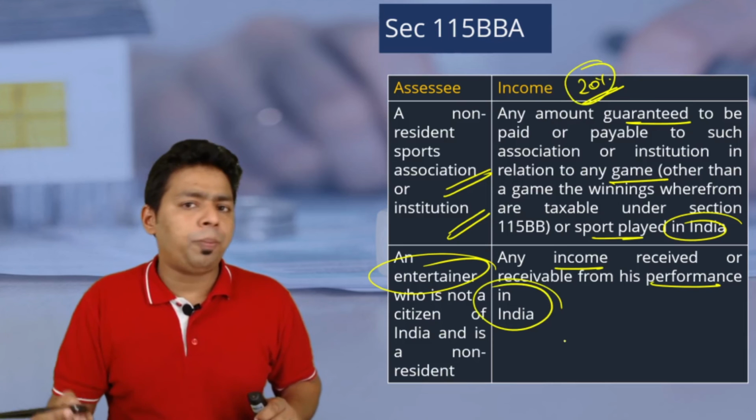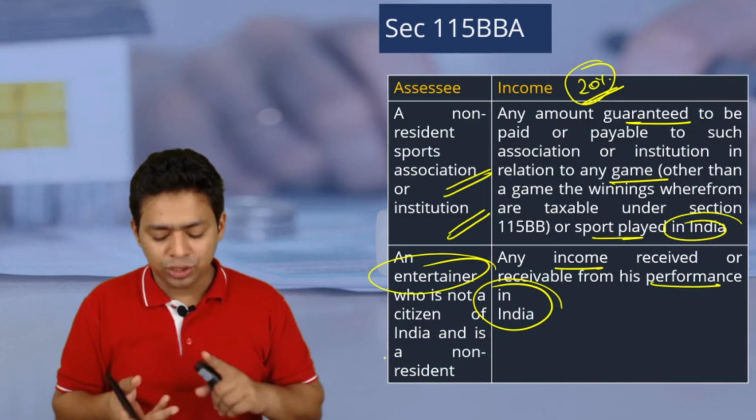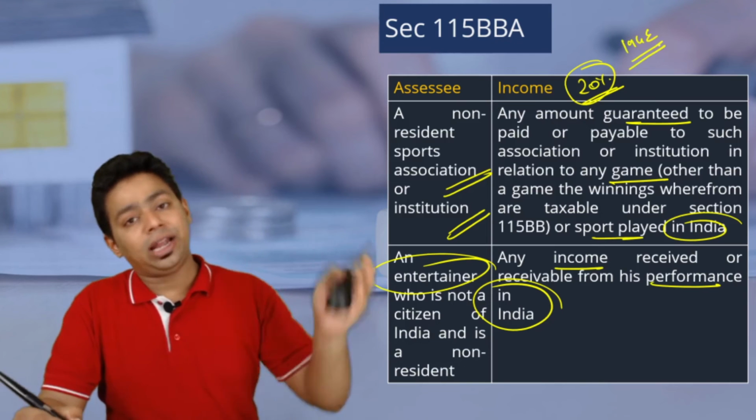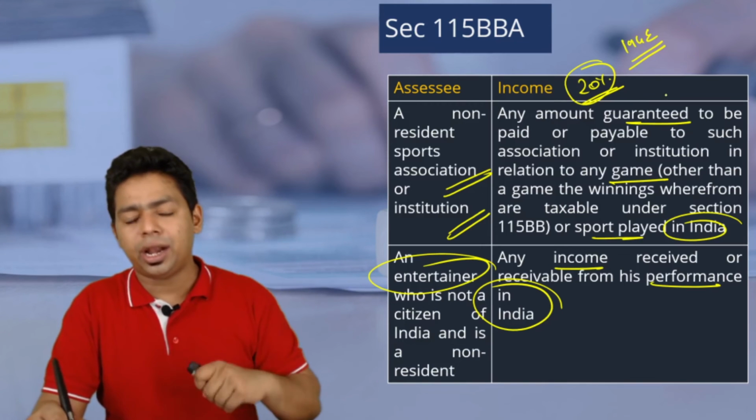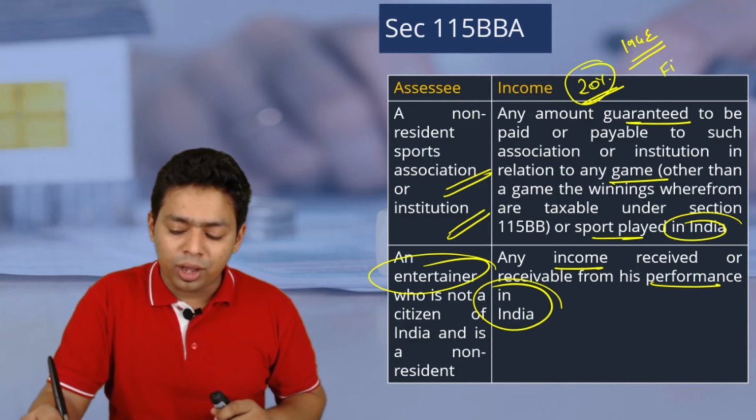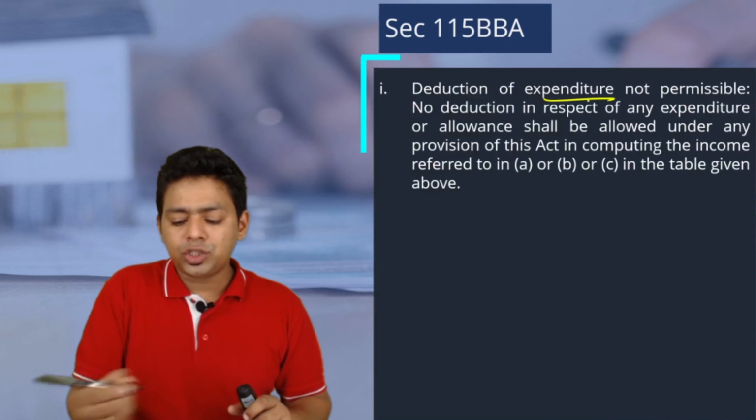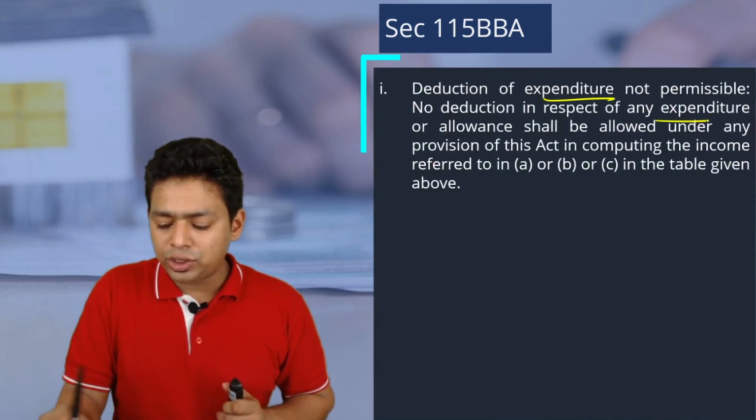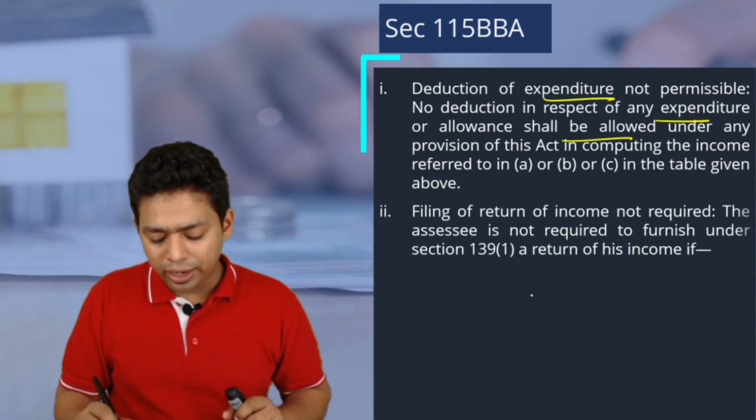So usually they don't pay tax. Please understand, whoever is covered here, sportsman, foreign association and entertainer, their TDS will be deducted under 194E at the effective rate, and because the TDS inclusive of surcharge and cess is already deducted, they are also free from the compliance procedure of filing of ROI. They are not supposed to file ROI in India. Deduction of expenditure is not permissible. It is taxable at gross level. No deduction of any expenditure shall be allowed under any provision of this particular Act.